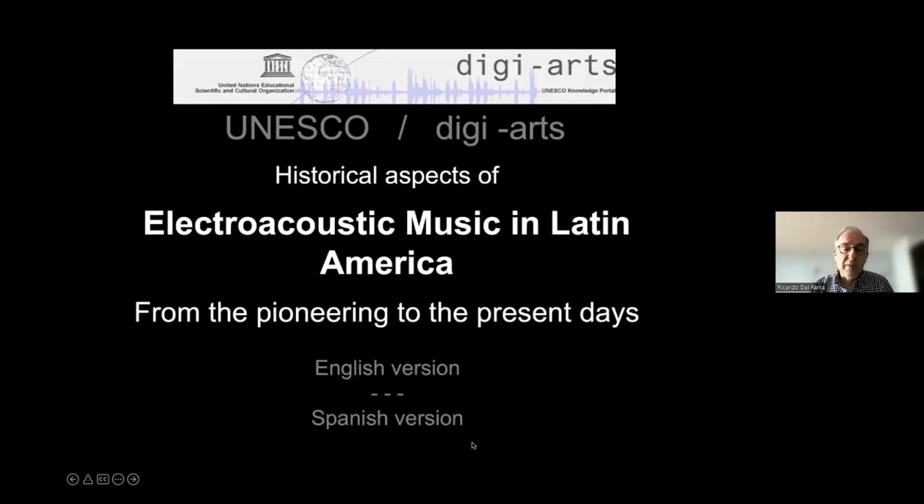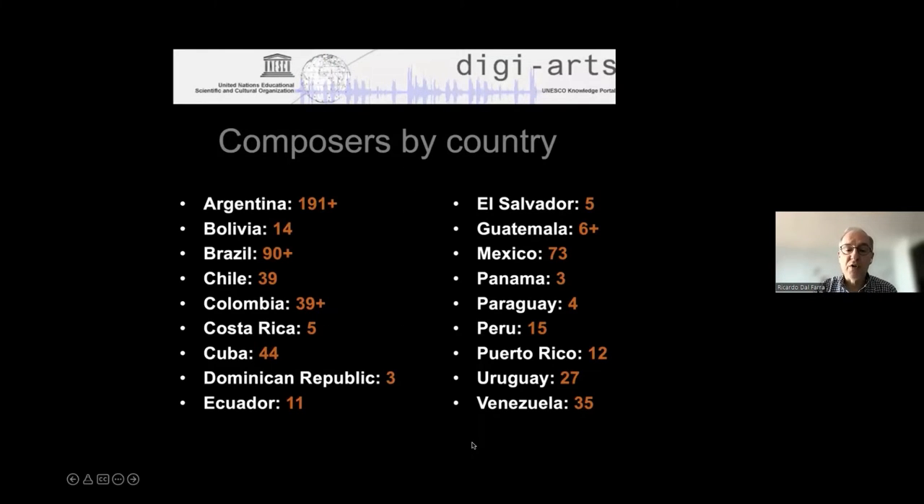This project and my contribution was called Historical Aspects of Electroacoustic Music in Latin America, from the pioneering to the present days. As I said before, there was an English version and a Spanish version. Both were complementing each other. One has 75,000 words, the other one 40,000 words. And this is the number of composers I was naming in those reports: 191 from Argentina, 14 Bolivia, etc. This was done around 2003, 2004, when I was doing this report for UNESCO, and it was published.